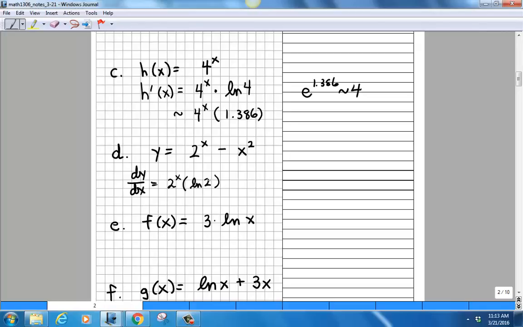Now what's the rate of change of x squared? That's easy. That is the power rule. So what's the rate of change of x squared? 2x. Yeah, that's simple. That's just 2x. So there's your rate of change formula. It's just 2 to the x times the natural log of 2 minus 2x. And if you want to, you can get a decimal approximation for natural log of 2 using your calculator. It'll be a little bit less than 1.